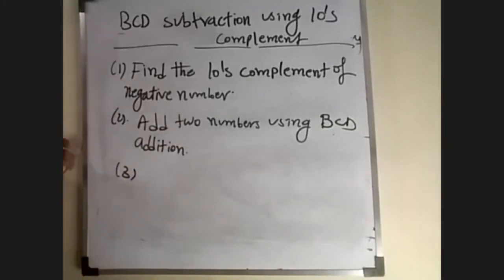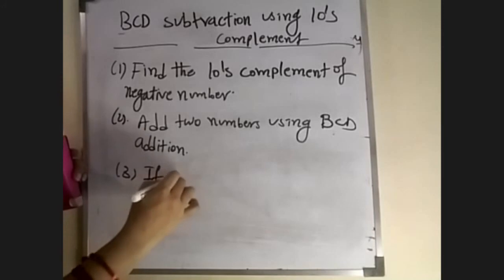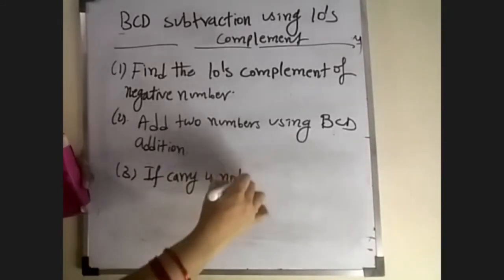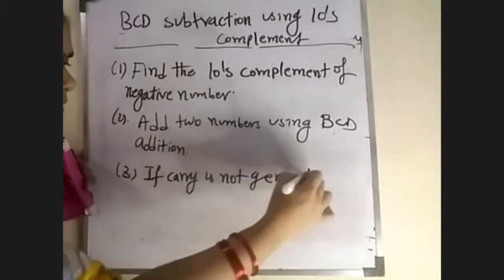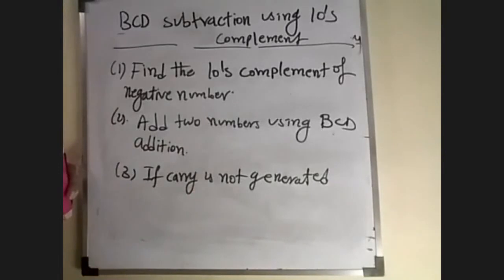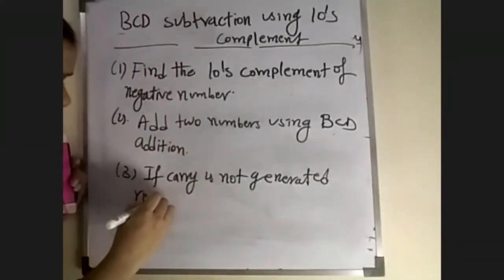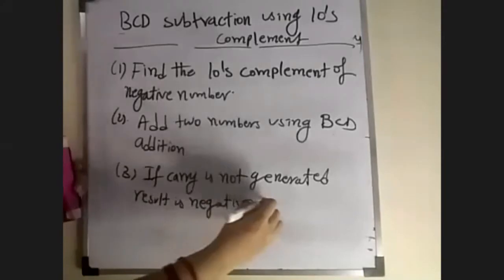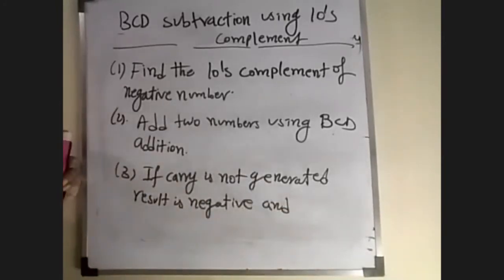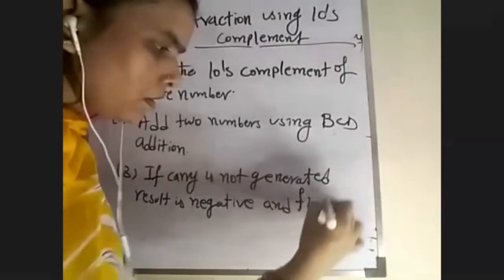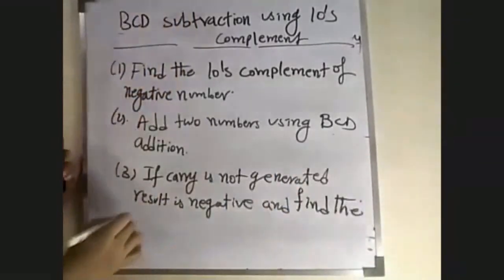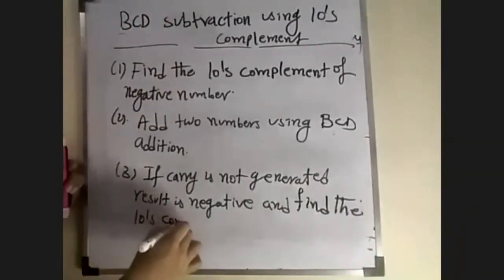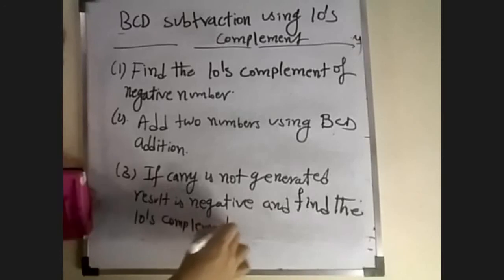And the third step: if carry is not generated, the result is negative, and find the tens complement of the result.